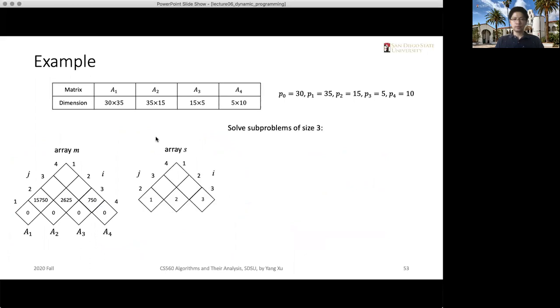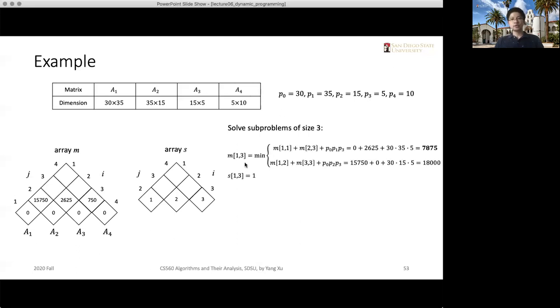So next, we're gonna solve the subproblems of size 3. So we gotta fill out these blanks, right? This entry has i equals 1 and j equals 3. So it indicates the problem of A1 times A2 times A3. Okay. And also this entry has i equals 2 and j equals 4, which means the subproblem of A2 times A3 times A4. Okay. So this round, we need to solve two subproblems of size 3.